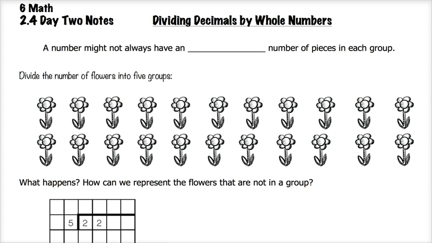Unfortunately, life is not so nice, and oftentimes when we do long division problems we do get remainders. That means a number might not always have an equal number of pieces in each group. And so we're going to see that a lot today when we look at these division problems.